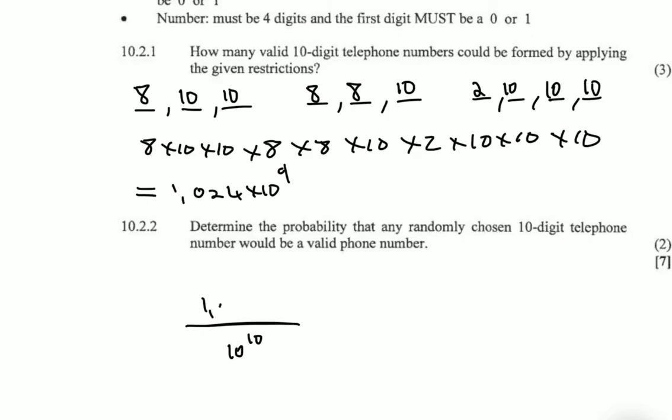So we're going to have 1.024 times 10 to the power of 9 divided by 10 to the power of 10. Basically, 10 to the power of 10 is our sample space, and 1.024 times 10 to the power of 9 is the number of outcomes for our event occurring. That will equal 64 divided by 625, which is 0.1024. So that's the probability that if you just pick a 10-digit number at random, it will be a valid telephone number.